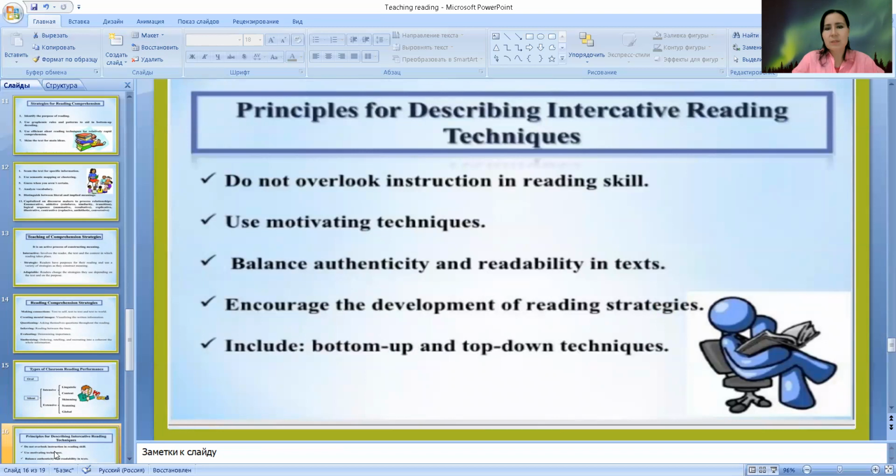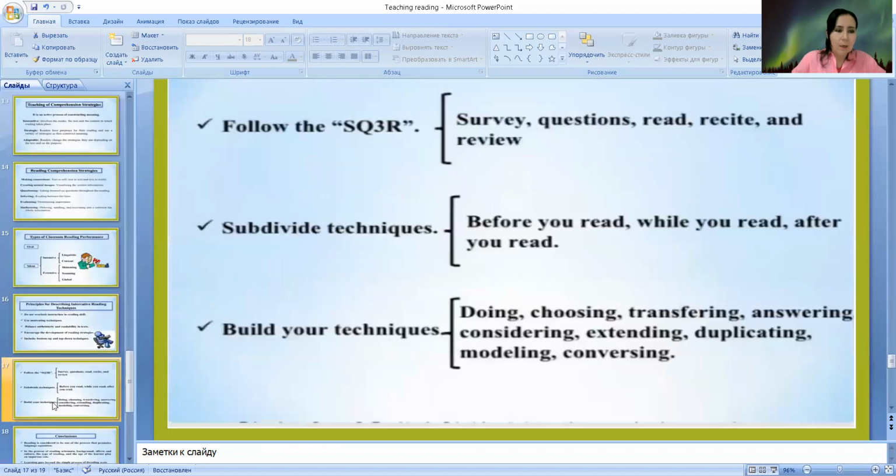Also, principles for designing interactive reading techniques. Do not overlook instruction in reading skills. Use motivating techniques. Balance authenticity and readability in texts. Encourage the development of reading strategies. Include bottom-up and top-down techniques.